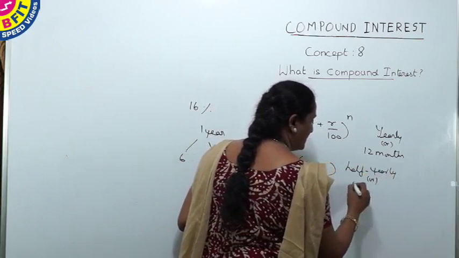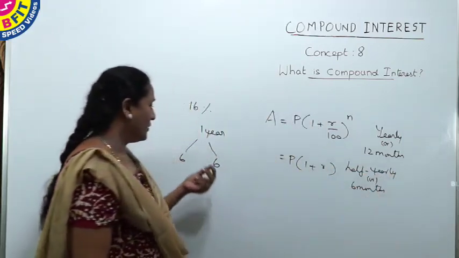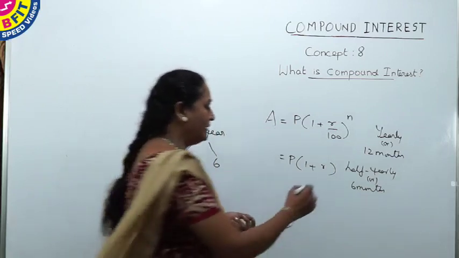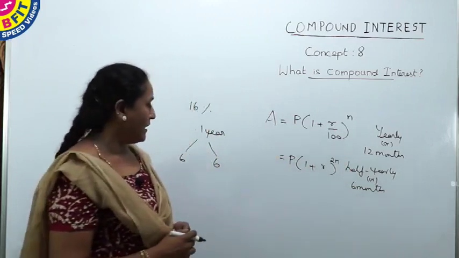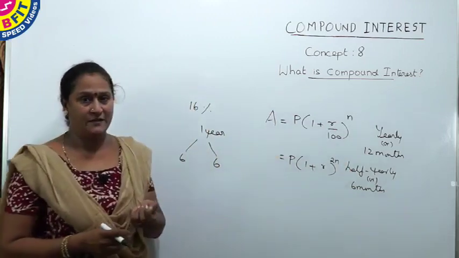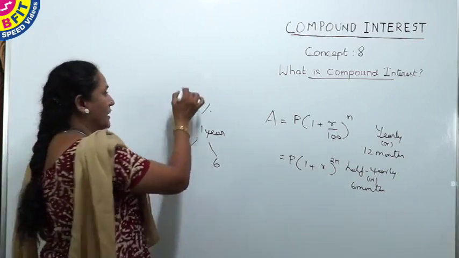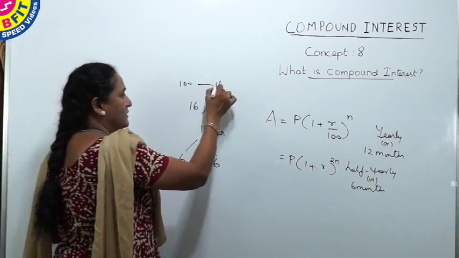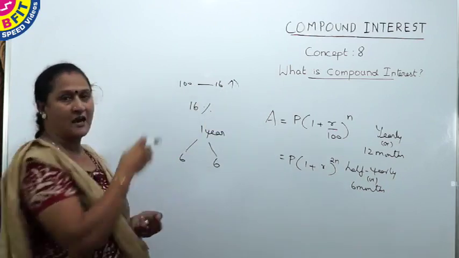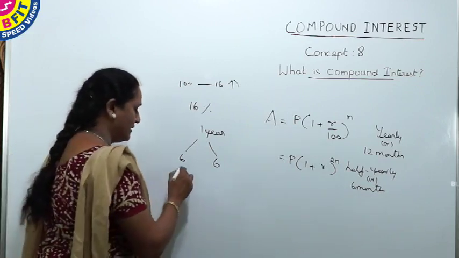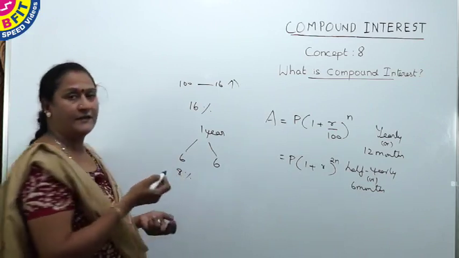half yearly means 6 months. For every 6 months interest is calculated. So in 1 year it is calculated twice, so the period will be doubled, 2n. Now if the rate is 16%, whatever is given in the question will be for 1 year. It means for 100 you will get 16 rupees more. And what will be the amount got for 6 months? It is half of 16, which is 8. So for 100, you will get 8 rupees as interest. So the rate is 8%.